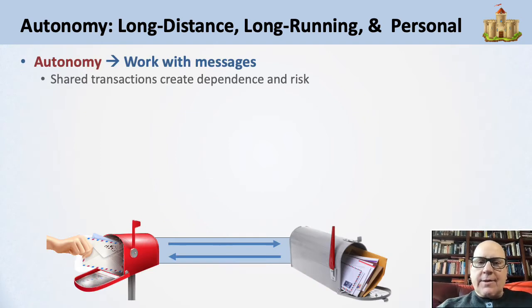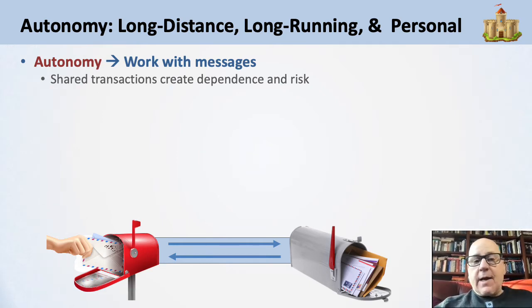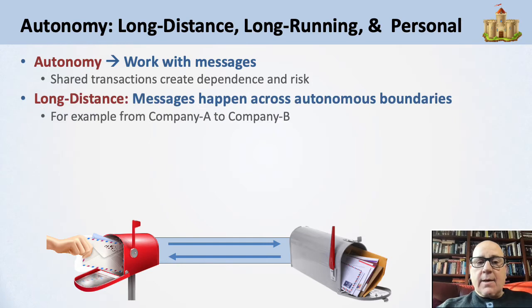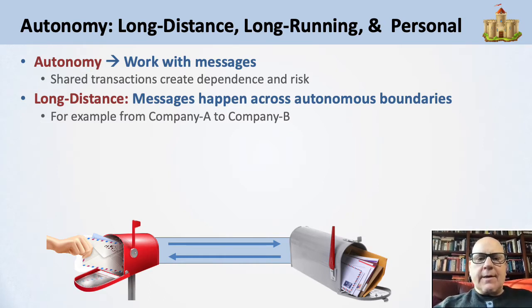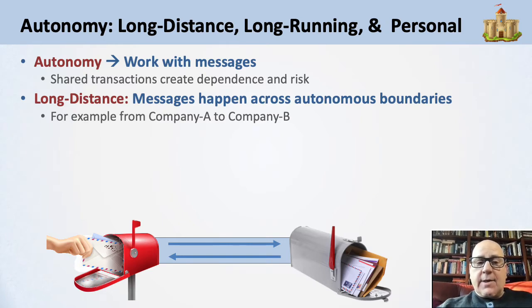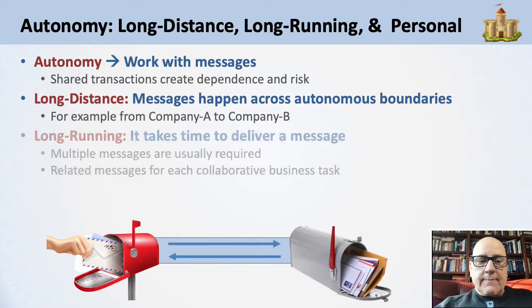Autonomy is long distance, long running, and personal. Autonomy means I'm working with messages because shared transactions create dependence and risk, and so that is not autonomous. That's dependent, not independent. Long distance because messages happen across these boundaries. That's the whole point of the discussion: what does it mean to work across independent and autonomous boundaries? And an example here is company A to company B. So it is in fact long distance work.